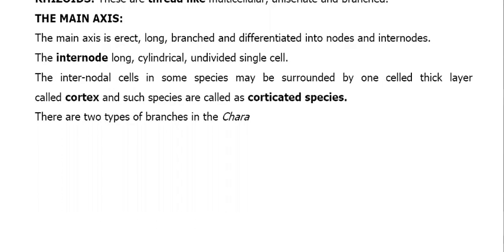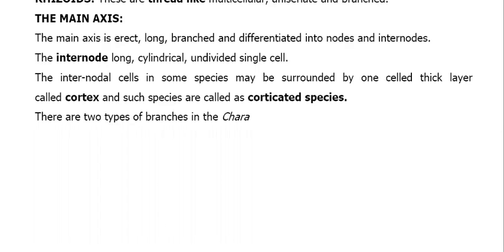The main axis is erect, long, branched, differentiated into nodes and internodes. The internode is long, cylindrical, single-celled. The inner nodal cells in some species may be surrounded by a one-cell-thick layer called the cortex, and such species are called cortical species.